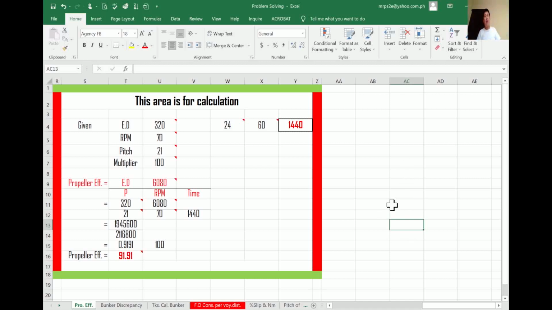If you are cadets, if you are engine ratings, if you are junior officers, as well as if you are civil engineers and you are aspiring to become a chief engineer, then you have to study this engine room mathematics.